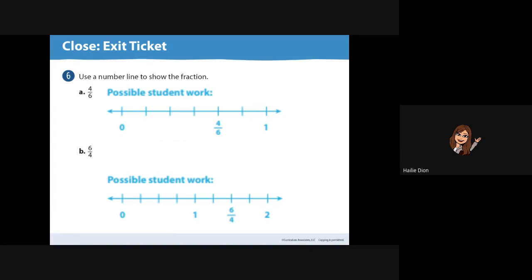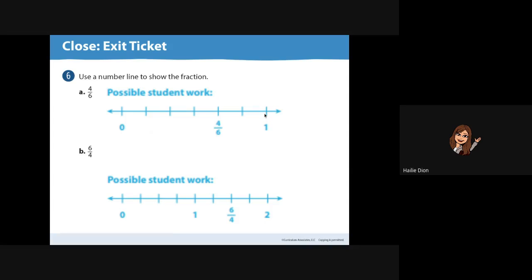Okay, so possible student work for 4/6. Remember, it is in between fractions. Label the in between of whole numbers. So we have 0 and 1 on our ends, and then our denominator is 6. So we need to have 6 equal parts. 1, 2, 3, 4, 5, 6. We don't count the 0, but we do count the 1 because 1 is 6 over 6. So we have 1/6, 2/6, 3/6, 4/6, what we're looking for, 5/6, and 6/6.